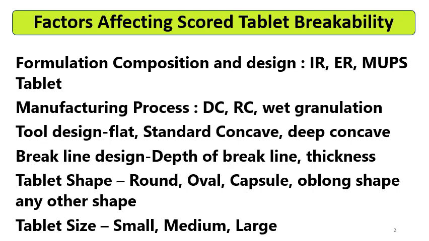Then manufacturing process. So for tablet formulation, manufacturing process may be direct compression, roller compaction, or other dry granulation techniques like slugging, and it may be wet granulation. So the formulation manufacturing procedure also have impact onto the tablet breakability and the split tablet testing.